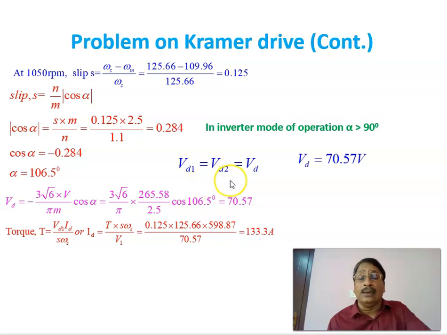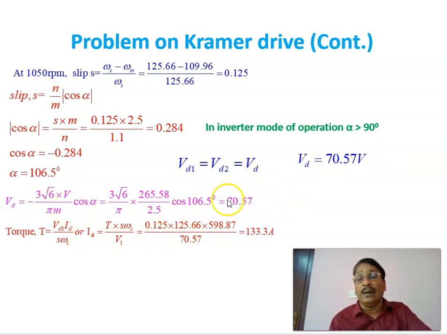Now, the voltage on the DC side as well as the inverter side, VD1 equal to VD2 equal to VD, is given by the voltage at the input of the inverter, that is the DC voltage, equal to 3 root 6 into V divided by pi into M into cos alpha. Substituting, you get the DC voltage at the input of the inverter, which is the same as the output voltage of the rectifier, equal to 70.57 volt.